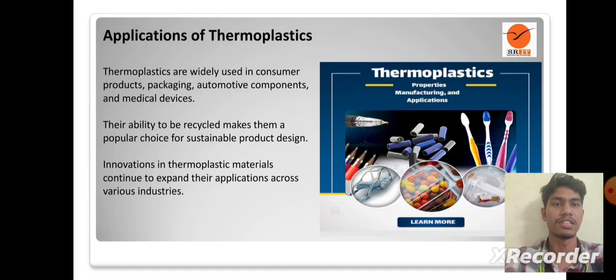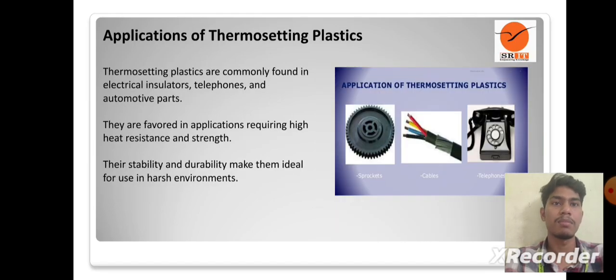Applications of thermoplastics. Thermoplastics are widely used in consumer products, packaging, automotive components, and medical devices. Their ability to be recycled makes them a popular choice for sustainable product design. Innovations in thermoplastic materials continue to expand their application across various industries. Moving to next slide.